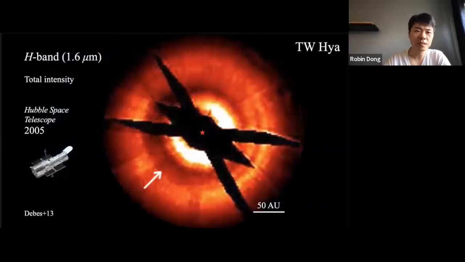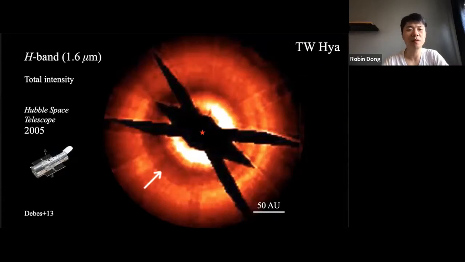So here's the first example. This is an HST image of the disk around a star called TW Hydra at H-band, so near infrared, 1.6 micron. This image is a total intensity image taken in 2005. So at this short wavelength, near infrared, we're looking at scattered light by micron-sized dust at the disk surface. In this image, we see a gap at about 80 AU from the star.